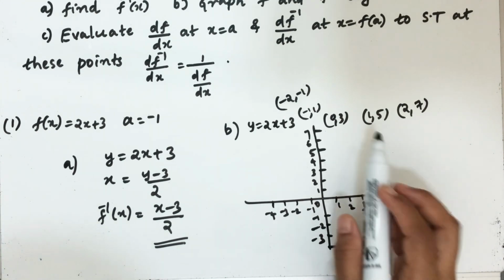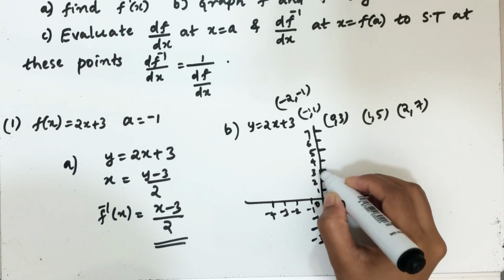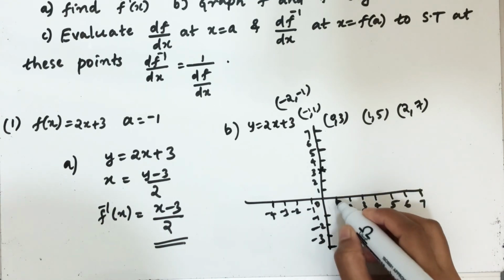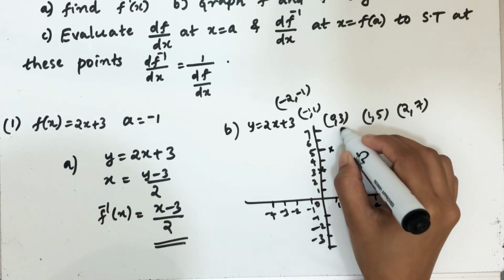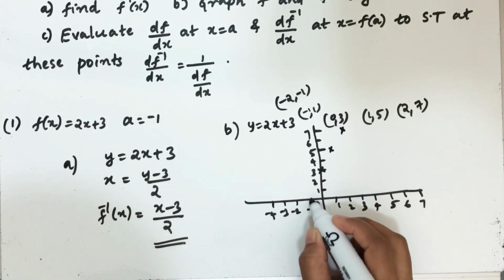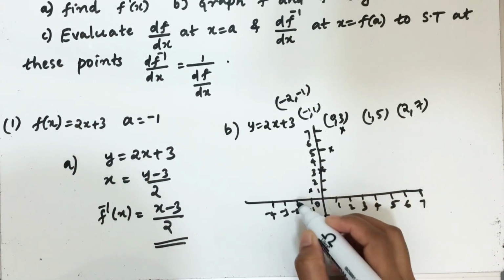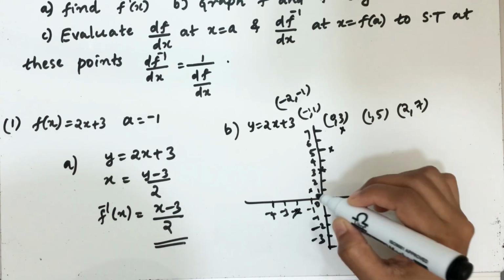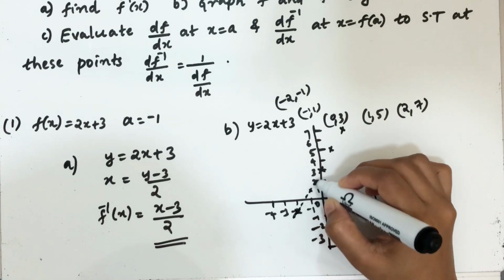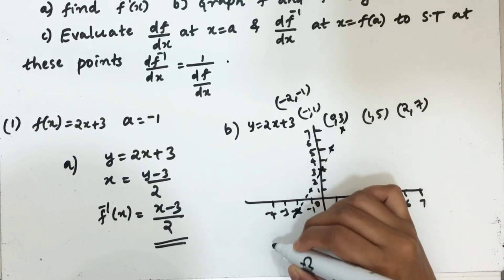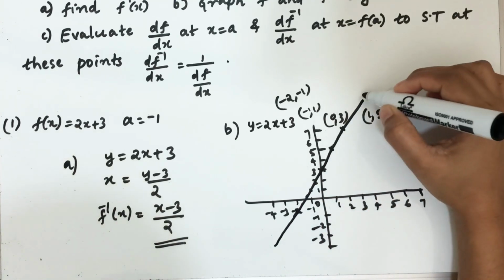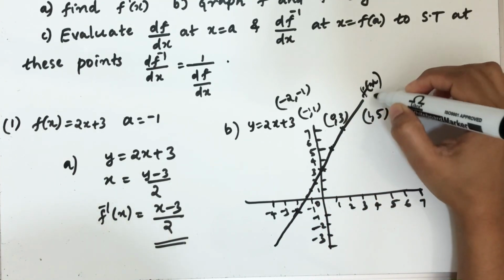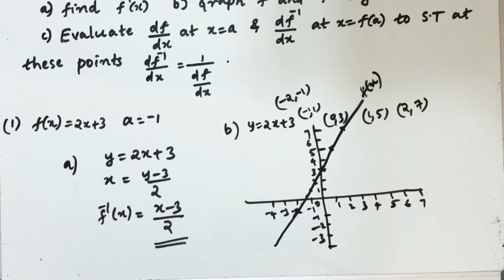So first (0, 3). This point (1, 5). This point (2, 7). (Minus 1, 1). (Minus 2, minus 1), this point. So this is f of x. This is a rough sketch.